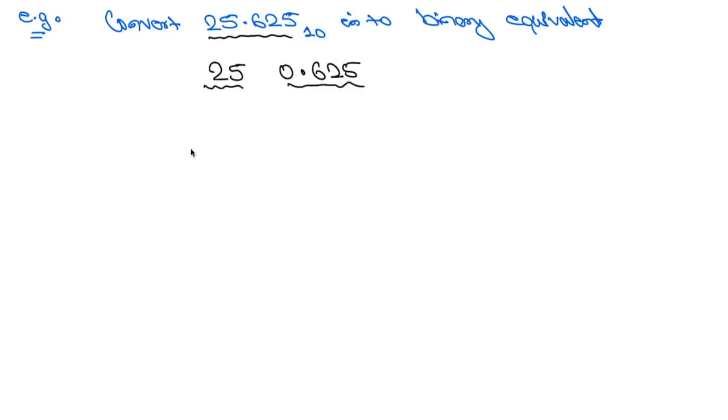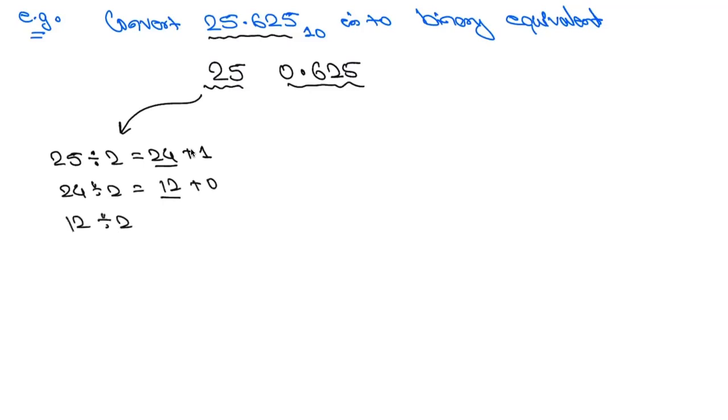25 and 0.625. What do we do for this? The divide method. 25 divided by 2 is 24 plus 1. Again we will divide this: 24 divided by 2 becomes 12 plus 0. Again we divide 12 by 2, it will become 6 plus 0. Again divide 6 by 2, it will become 3 plus 0. Sir, that's wrong, here it will be 12.